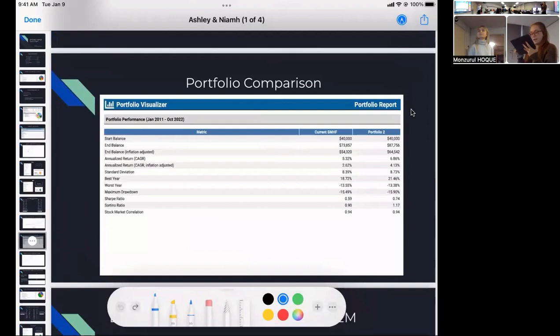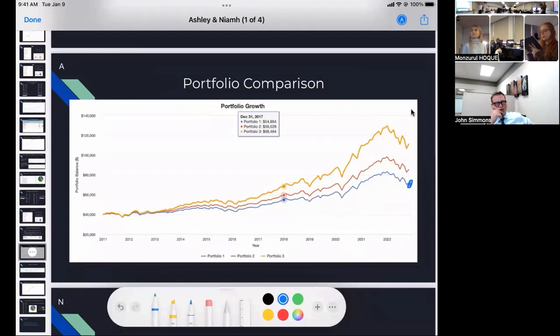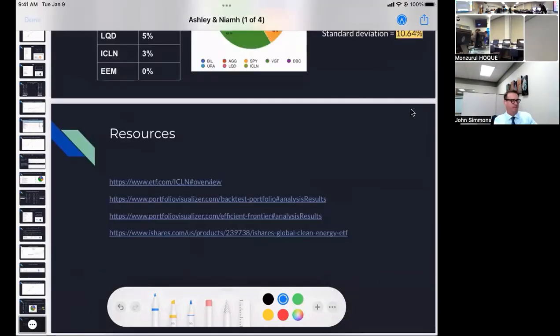And it kind of has the same, as you can see here, the worst years. They remain the same, but the best year increases to 21.46%. Portfolio 1 is the one here at the bottom. Portfolio 2, which is the removal of EEM, is the red line here. And then portfolio 3 is the one where we removed EEM but replaced it with ICLN. And as you can see, the ending portfolio growth is a lot greater than portfolio 1. So we got it to reach 111,000 ending balance.